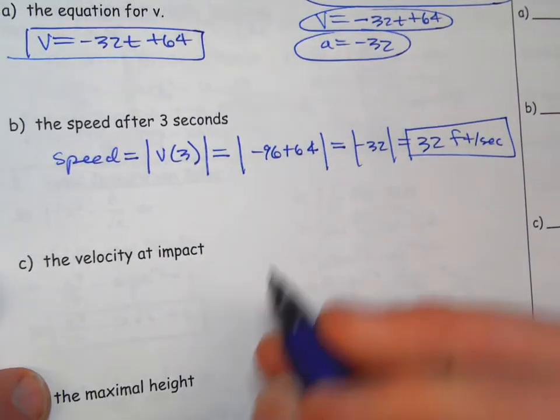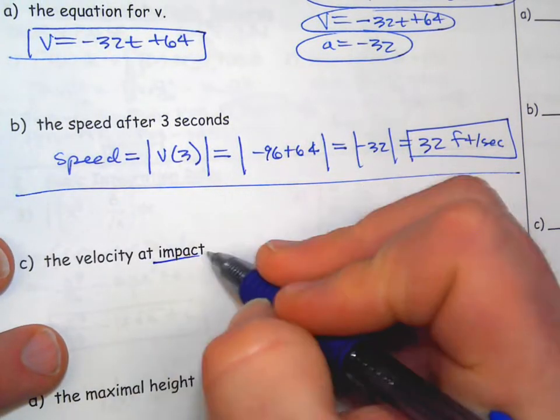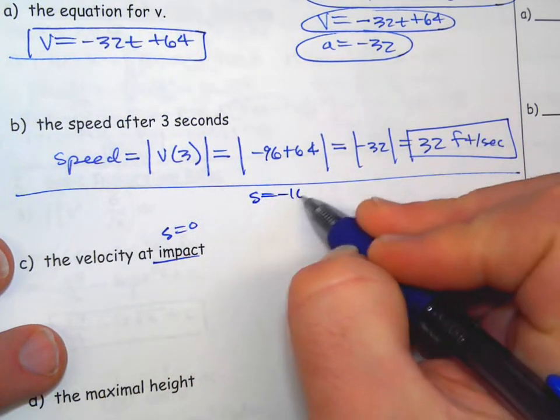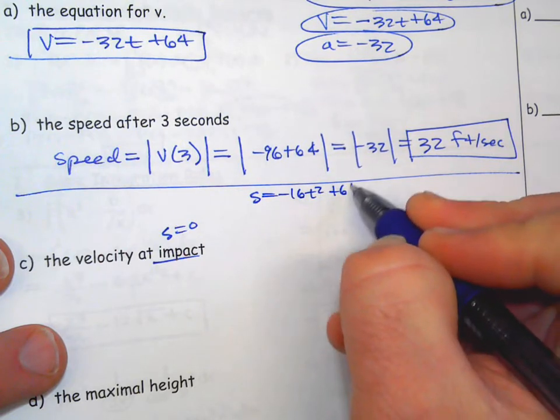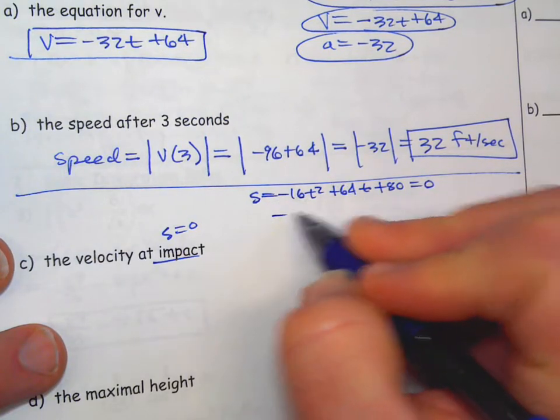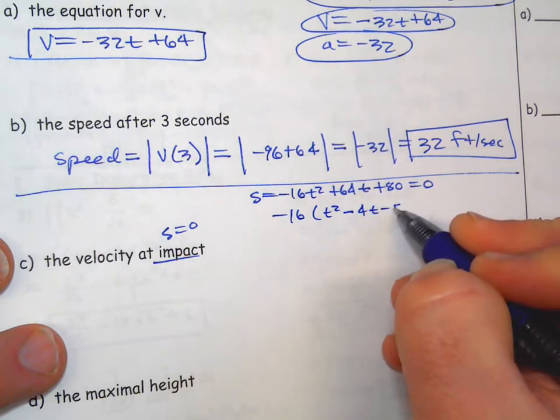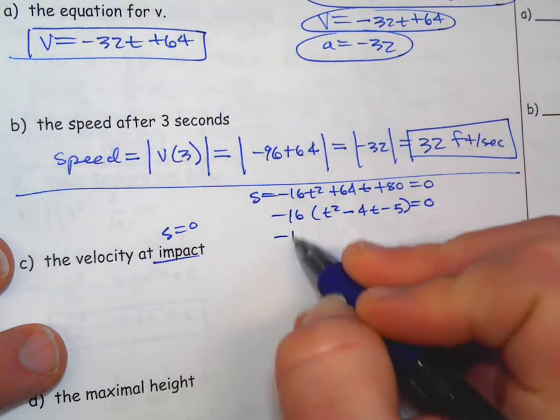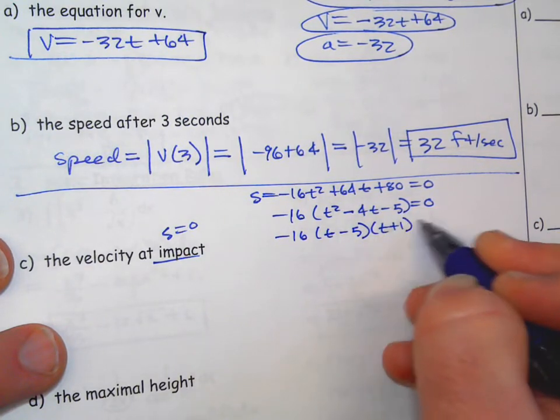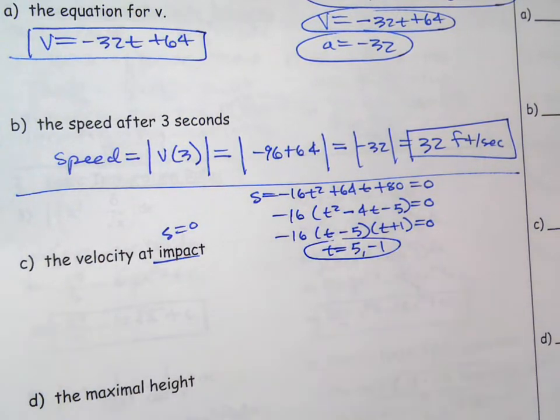Okay, velocity at impact. So we've got to figure out when is impact. So impact is when position equals 0, vertical position. So we're going to take the equation and set it equal to 0 and try to solve. Now, I think I could take a 16 out of these. I'm going to take a negative 16. Minus 4, minus 5, minus 5, plus 1. So I get 5 and negative 1. That's when it's going to be impact.